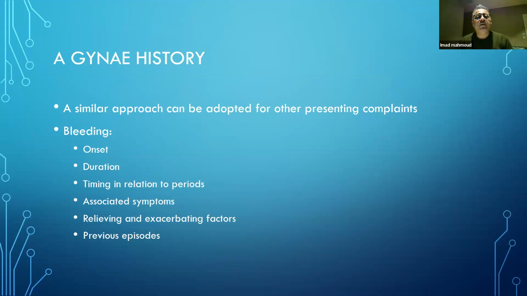Duration, how long the bleeding has been. Timing in relation to the period. As I said, is it within the period or outside of the period? Associated symptoms, is the bleeding associated with pain? Are you passing clots? Are you fainting? Are you breathless? Are you having fevers? And what can relieve it or what makes it worse? And have you ever had this bleeding before? Okay.